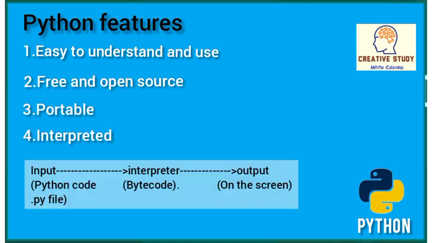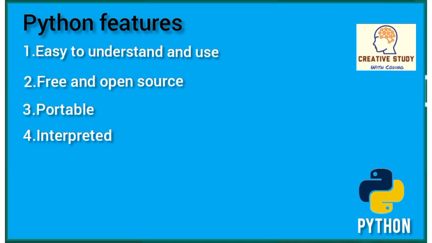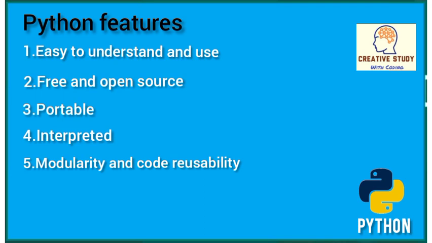Let's see the process to generate the output. Write the Python code in high-level language and save it with .py extension. When it runs and is interpreted, it generates the bytecode file. After that, output is printed on the screen. Moreover, the syntax of Python is simple and easy to understand. It supports modules and packages, so we can say it supports modularity and code reusability too. And Python has extensive standard libraries. It means it has rich libraries to perform various tasks.